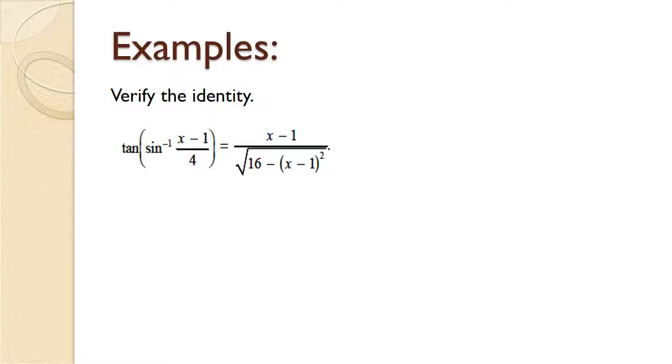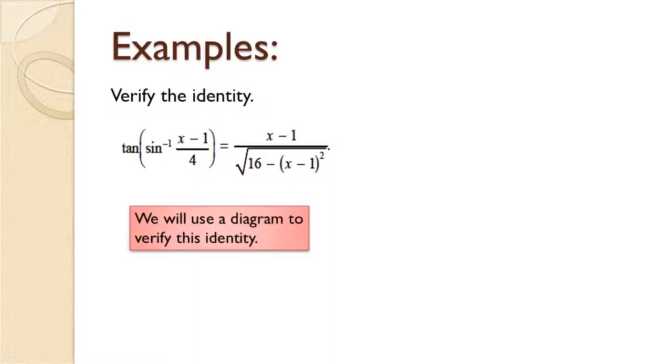This one you want to do a little differently. What you want to do is actually draw a triangle. And you want to pick an angle, call it theta, and label it. The side opposite theta will be x minus 1. The hypotenuse will be 4. Find the missing side, and then find the tangent of theta. Pause the recording, give that a try, and resume to check your answer.